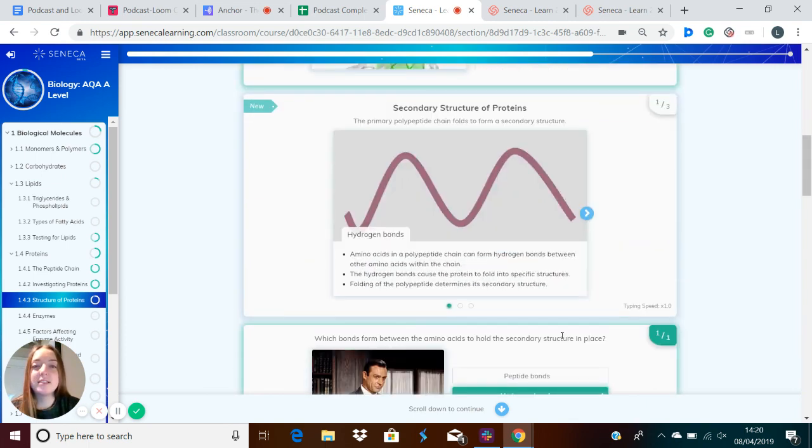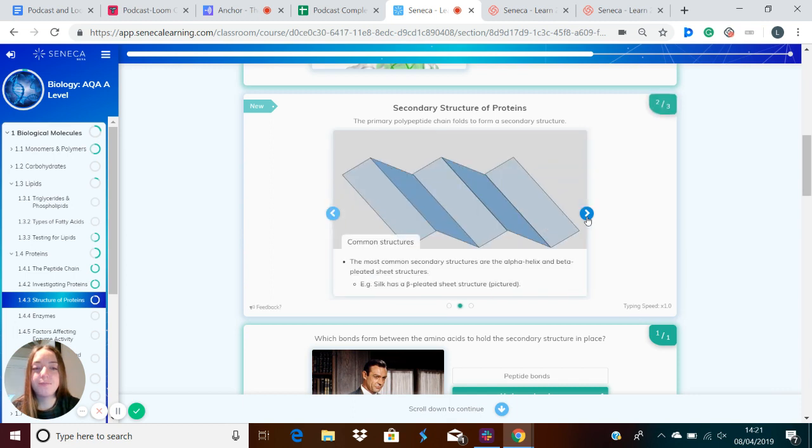So let's move on to the secondary structure of proteins. So the primary polypeptide chain, so the chain of amino acids, folds to form a secondary structure. Amino acids in a polypeptide chain can form hydrogen bonds between other amino acids within the chain. The hydrogen bonds can cause the protein to fold into specific structures. Folding of the polypeptide determines its secondary structure.